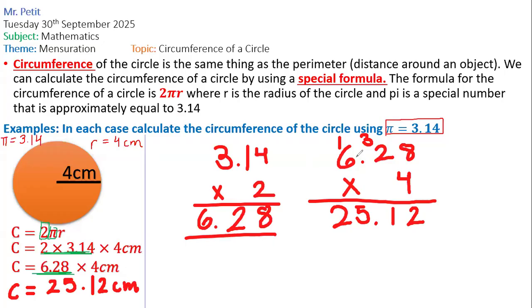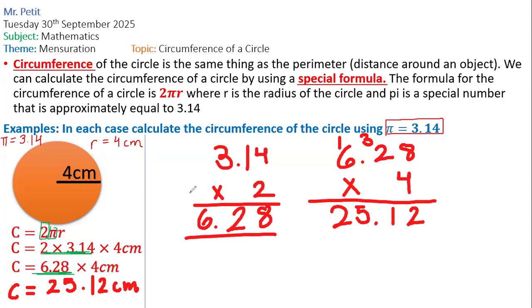All right. Gina, do you understand this? Do you understand how we got the 25.12? Yes, sir. That's good. And Isis, do you understand how we got 25.12? No, sir, not quite.